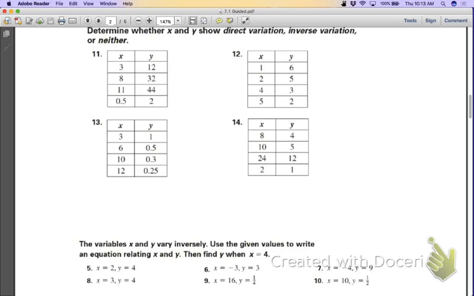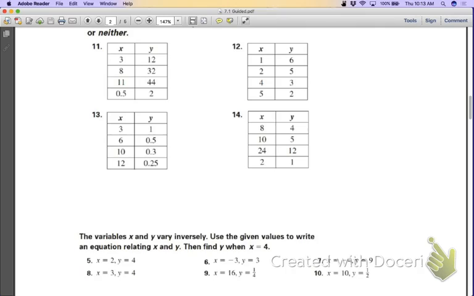So we've got to make sure that, because I have these values varying from one to the other, for it to be direct variation, I first check: is 12 over 3 the same thing as 32 over 8, which is the same thing as 44 over 11, and is that the same thing as 2 over 0.5? Okay, everything over there is divided by 4. But if I look at the very last one, if I go back a half, this is the same thing as 4 over 1.